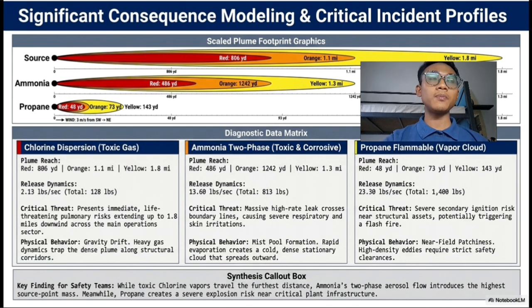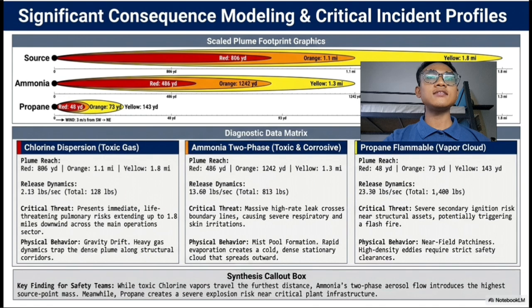For propane, flammable, which is a vapor cloud, the critical threat is severe secondary ignition risk near structure assets. Physical behavior: near field patchiness, high density eddies require strict safety clearance.